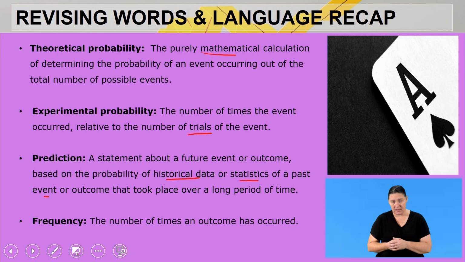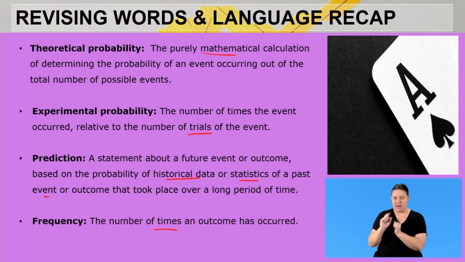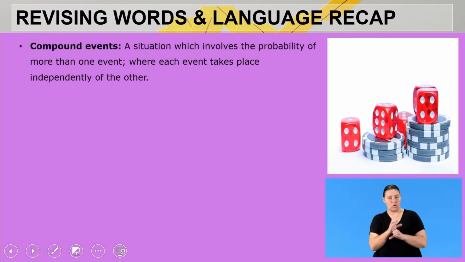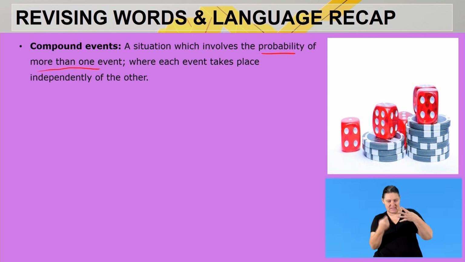We also indicated that frequency refers to the number of times an outcome has occurred. Then we focused on compound events, where we indicated that it is a situation which involves the probability of more than one event, right? Where each event takes place independently of the other.